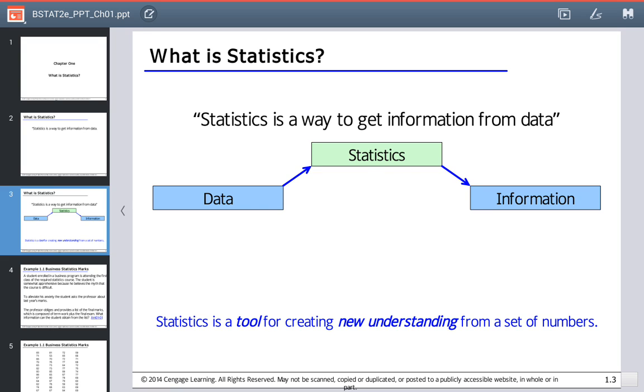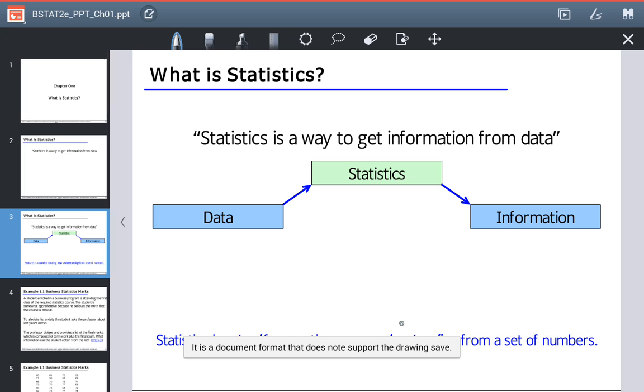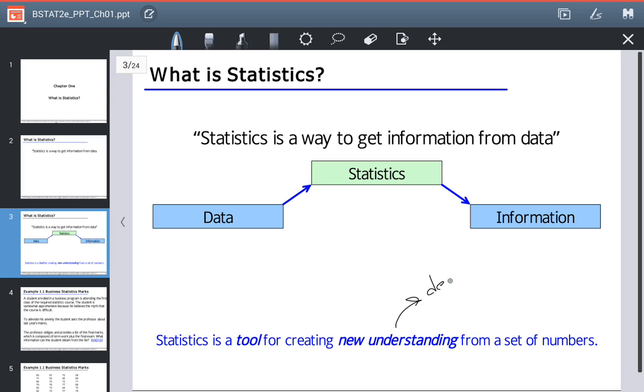So statistics is a tool for creating new understanding. Now again, this understanding can be new decisions that you make. It can be the inferences that you make based on the data. So all this will comprise statistics.